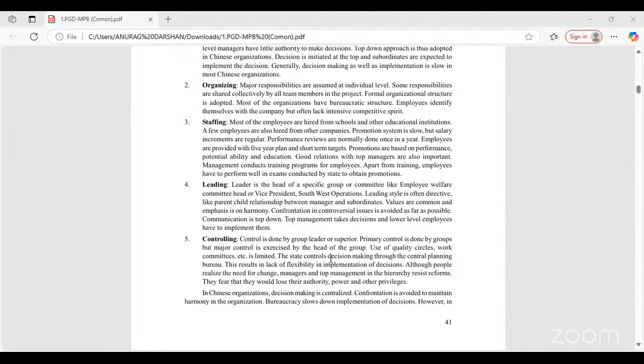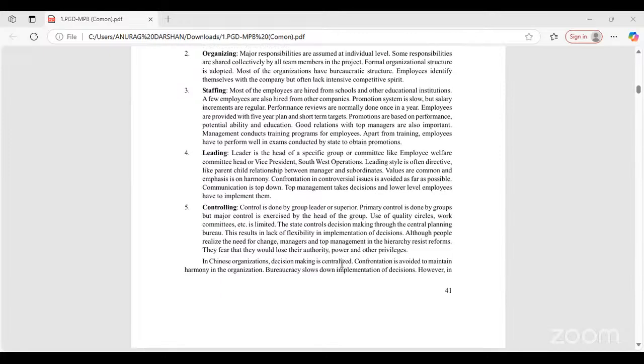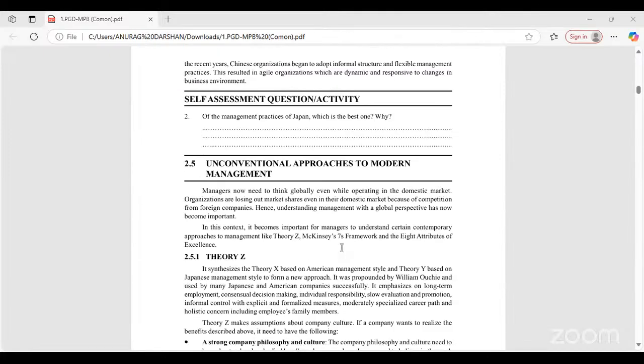And staffing: most of the employees are hired from schools and other educational institutions, and also from other contemporary companies. The promotion system is very slow. Salary increments are regular, but the jumping of the scale is very slow in Chinese organizations. The leader is the head of the specific group or a committee, and he is in charge of taking decisions and monitoring his team. The controlling is also done by the group leader. So this is all what happens in China.